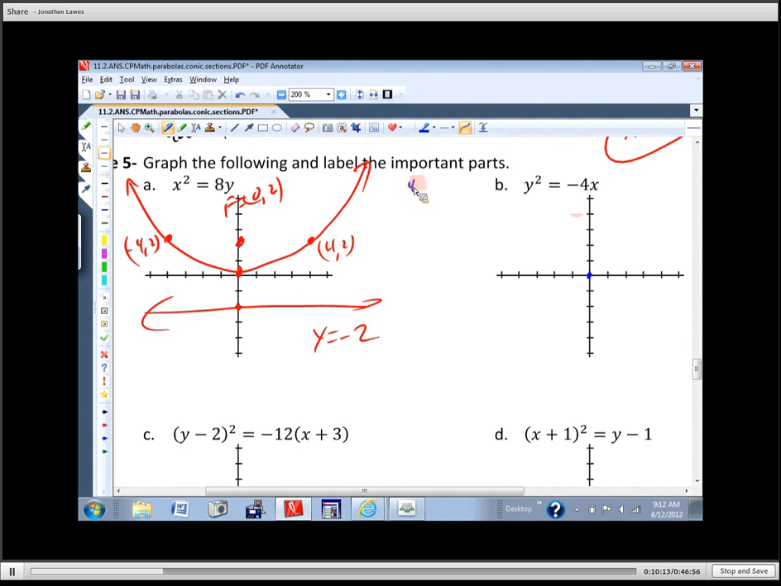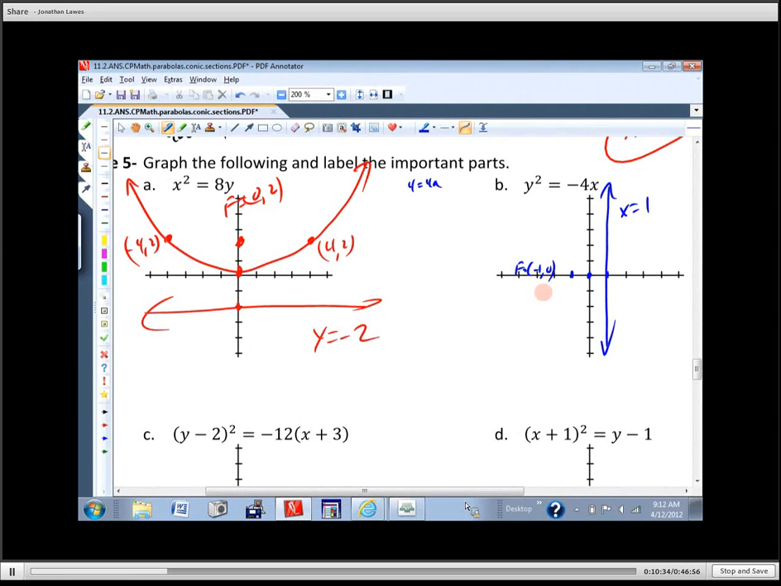Because we'd take the 4 and set it equal to 4A. That means A is going to be 1. So I'm going to go 1 unit here, 1 unit here. Okay, so here's our directrix. That would be x equals 1. Here's our focus. Our focus would be -1 comma 0.